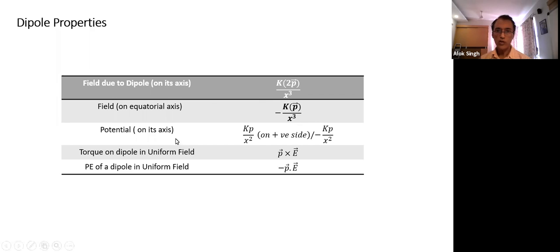Potential on its axis: on the positive side K P by x square, on the negative side minus K P by x square. What is the torque on a dipole placed in a uniform field? P cross E. Potential energy of a dipole in a uniform field is equal to minus P dot E. Is it difficult to remember? If you read this once, it doesn't take long. I hope all of you have put it at least in your temporary memory. Not at all difficult, and you should remember this formula every time.